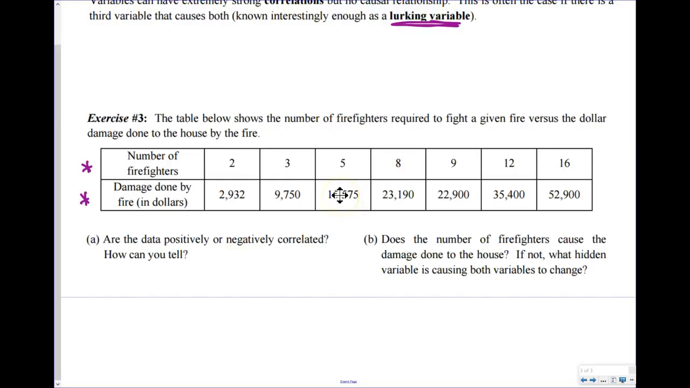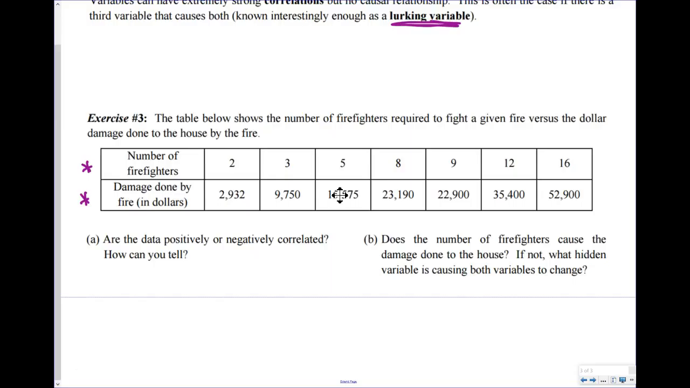So what is happening here? It seems to me like the more firefighters fighting a fire, the more damage is being done to the building, which is kind of strange. You'd think that, oh, there's more firefighters fighting the fire. Let's see how many times I can say the word firefighter in one sentence. But if there are more firefighters, there shouldn't be more damage, right? If you've got more firefighters, they should be putting the fire out.